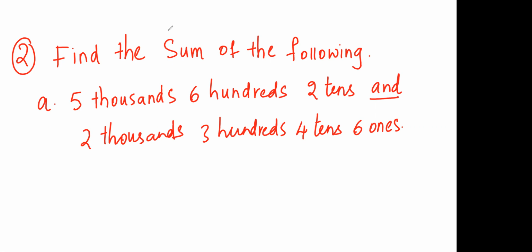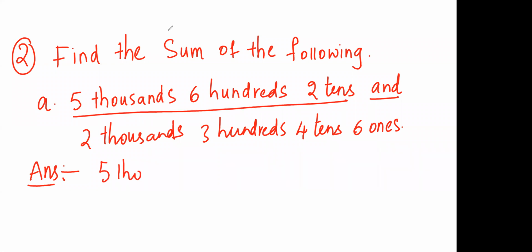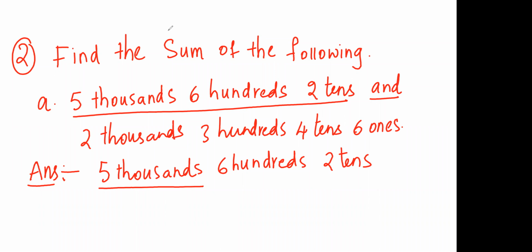Okay, let us convert that. Let us write the standard form of these numbers. Let me take this number first. What is this number here? 5,000s, 600s, 2 tens. How do you write this in the number form? See, look at the first word. What is given here? 5,000s.